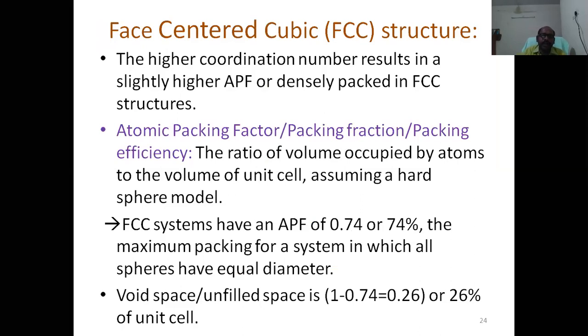Now, the void space or unfilled space is whatever space is not covered by the atoms. Generally, if we deduct the occupied volume from the total volume, we get the void space. Therefore, the fraction is expressed on a base of 100: 74 percent. So 1 minus 0.74 gives us the void space or unfilled space of the unit cell.